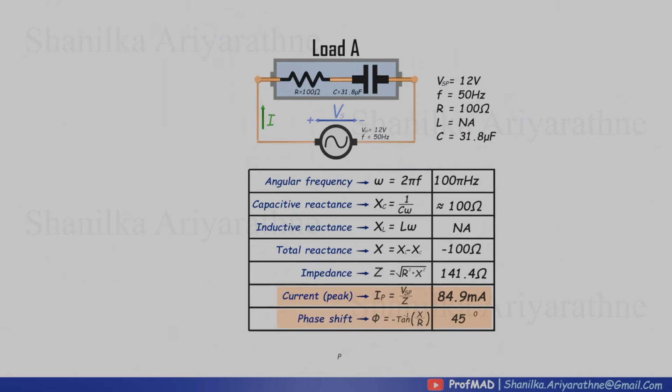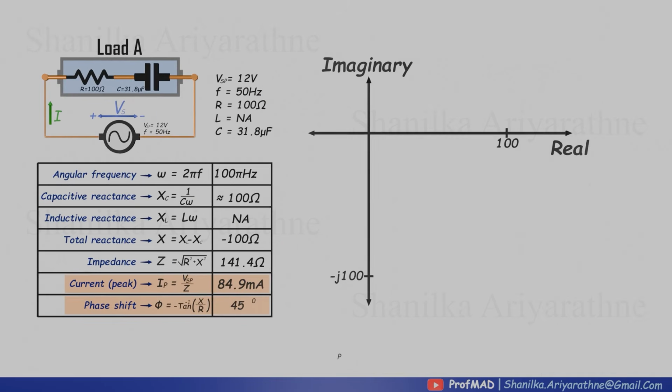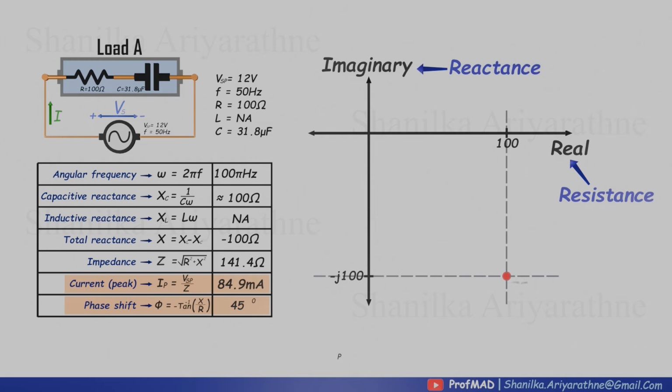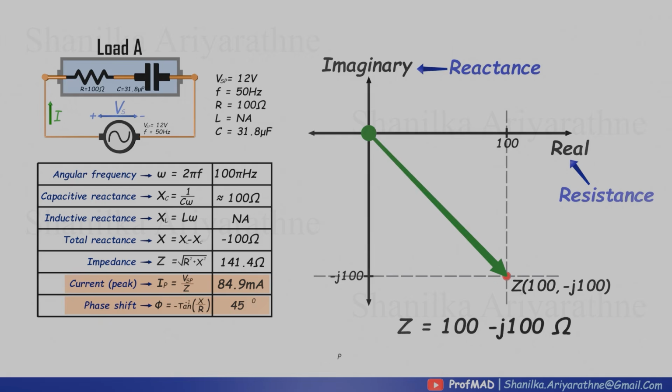Here again, let's solve our first circuit using complex numbers. First, we represent the impedance in complex form. Resistance goes on the real axis, and reactance goes on the imaginary axis. So the impedance becomes Z equals 100 minus J100 ohms.